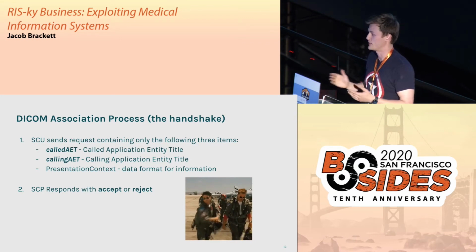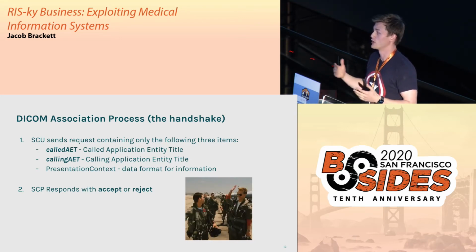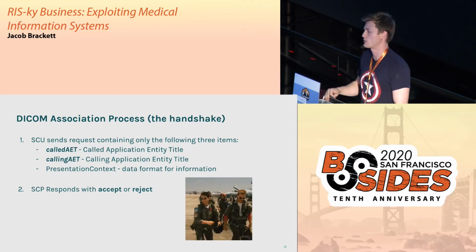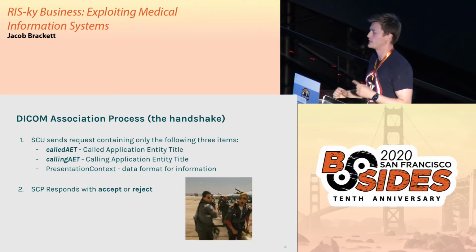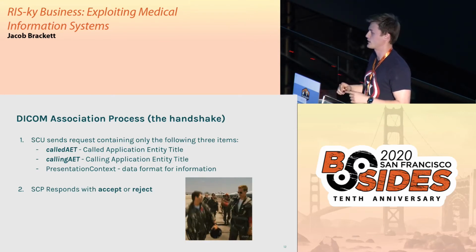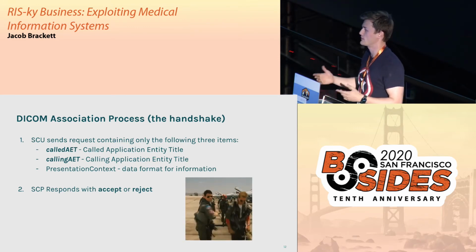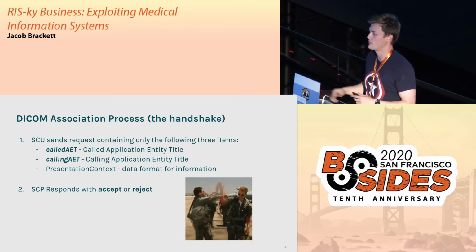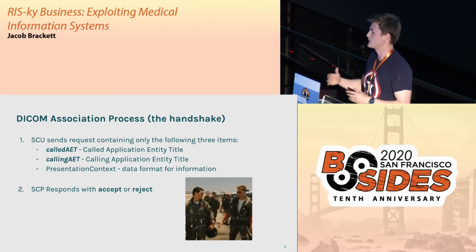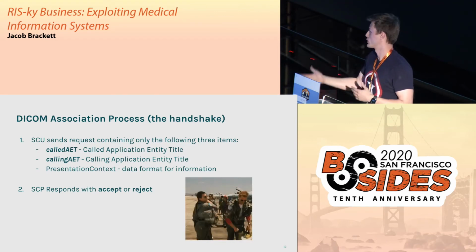You're security-minded, so you're probably thinking, what's going on here? There are three items that a service class user sends with that association process. The first is the called application entity title. Basically, it's a 16-character host name that's configured when the SCP, the service class provider, the server, is set up. The client sends it, and that has to match what the server was configured with, so you're talking to the right person.